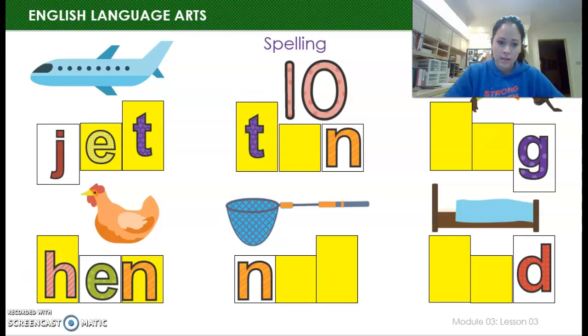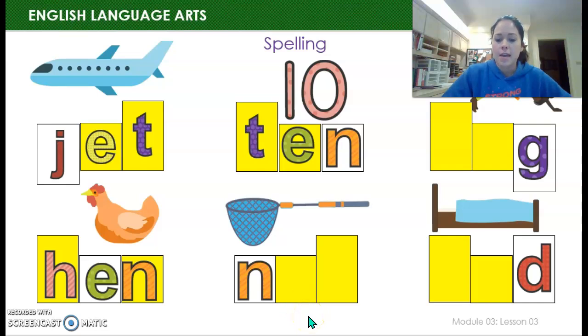T, eh, t. Ten. Good. Okay, next picture is a net. We've got the ending, but we're missing our next sound.